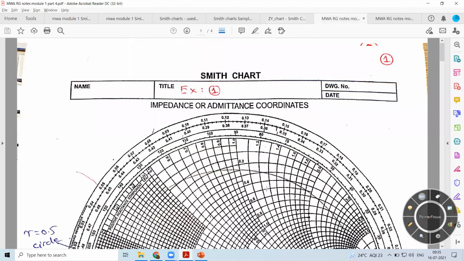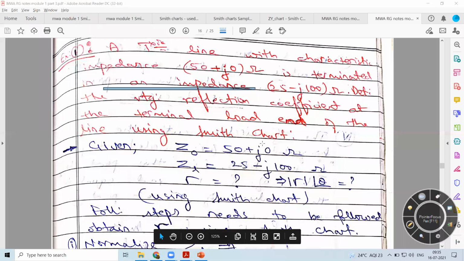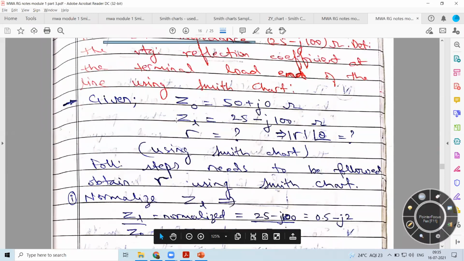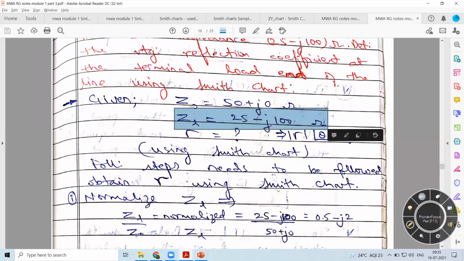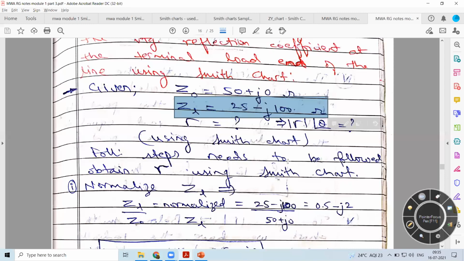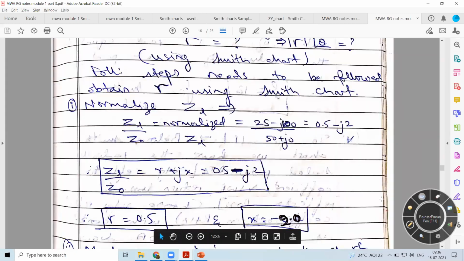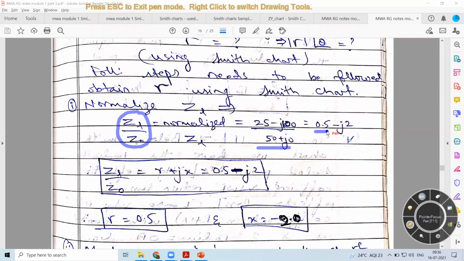Now in the problem, we have the impedance. In order to normalize this value, we need to divide it by the characteristic impedance. So first we need to normalize the impedance parameter, that is what we have done here, ZL by Z0. When we estimate this, we get 0.5 minus J2. So the next step is to identify the circle associated with the 0.5 resistance parameter and the reactance component associated with -2.